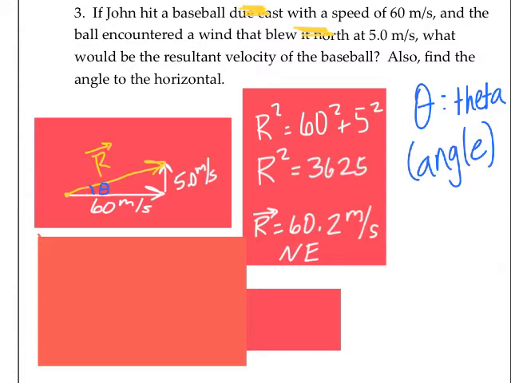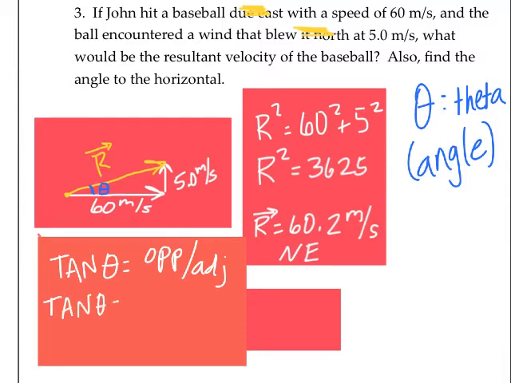Okay, something that's going to be maybe a little bit new to you is we would have the inverse tangent. So if I said the tangent of my angle is equal to the opposite leg over the adjacent leg, okay, then I would say the tangent of the angle is equal to 5 over 60.